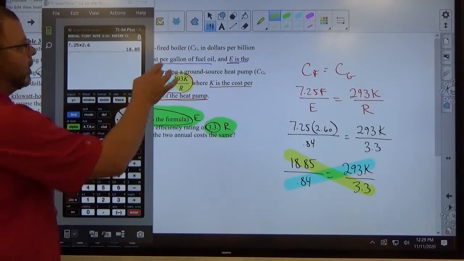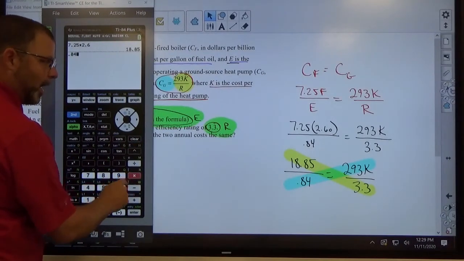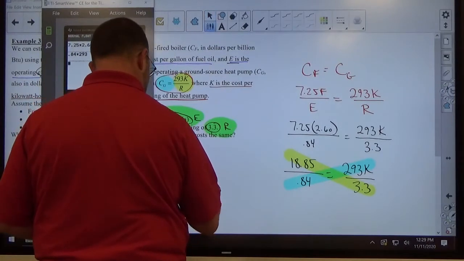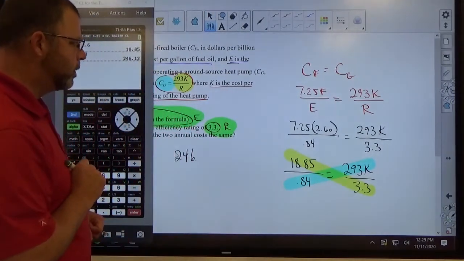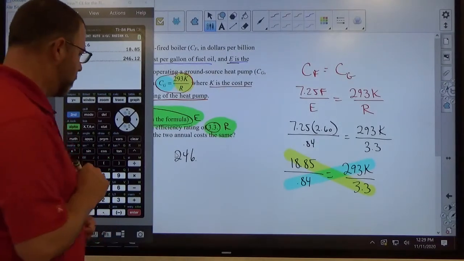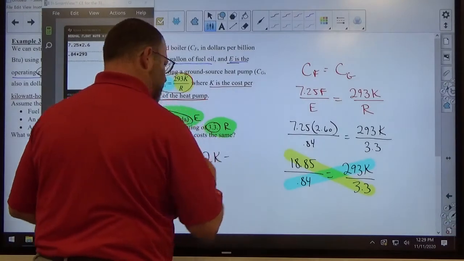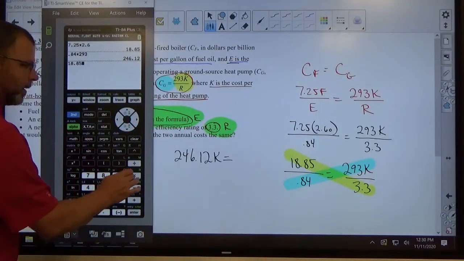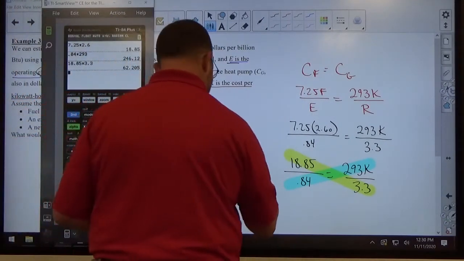So if I take this product here, if I do the blue product, 0.84 times 293, that gets me 246.12. Oh, never mind. I did the other one first. Okay, 246.12K. And then when I do the yellow highlight, 18.85 times 3.3, that comes out to 62.205.